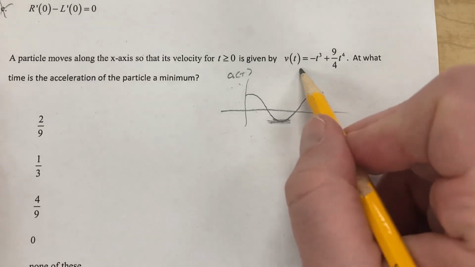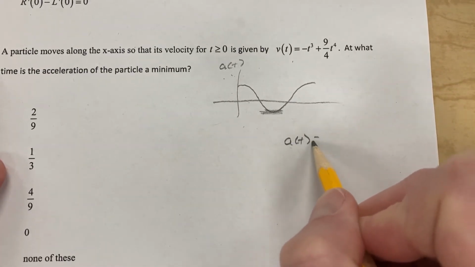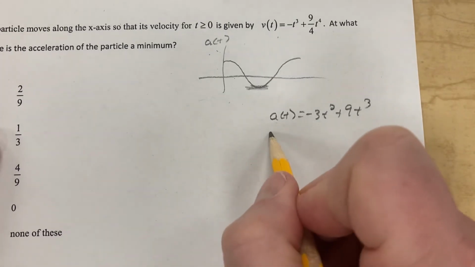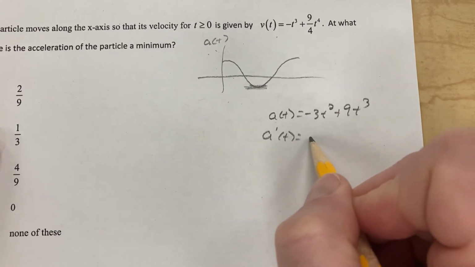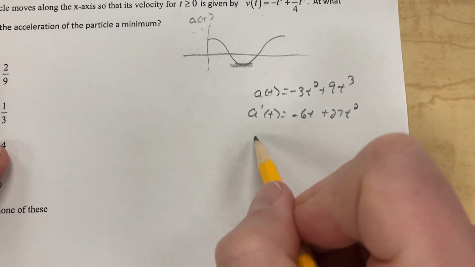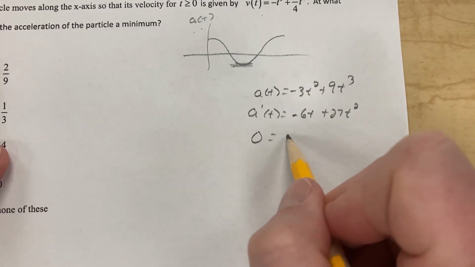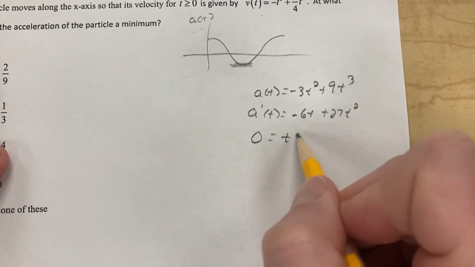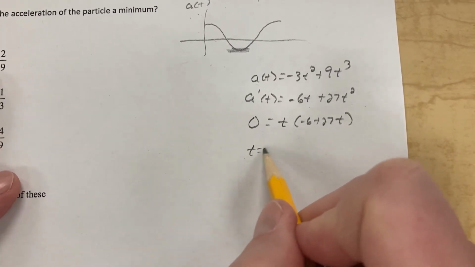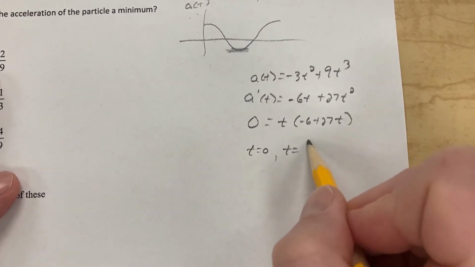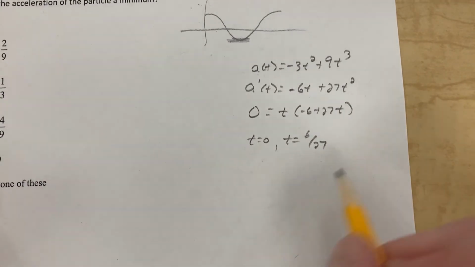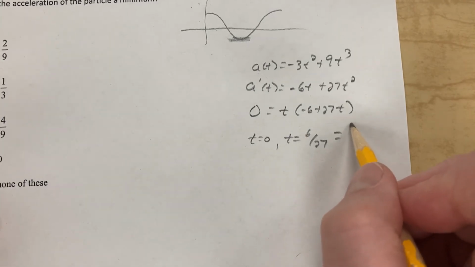So I'm going to take this velocity equation and take the derivative, which is negative 3t squared plus 9t cubed. And I'm actually going to take the derivative of that, which is negative 6t plus 27t squared. And I'm going to set that equal to 0. And we're going to pull a t out, leaving negative 6 plus 27t. And so that's at t equals 0 and at t equals 6/27. So we've done this work, and that 6/27 is the same as 2/9.